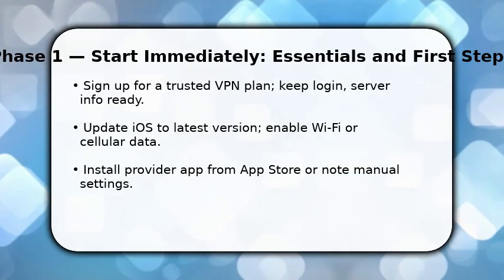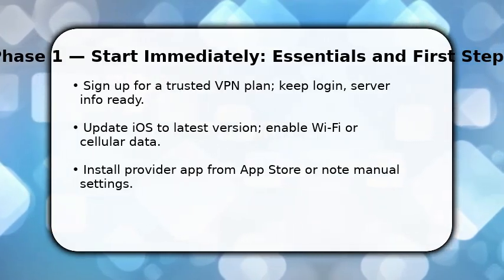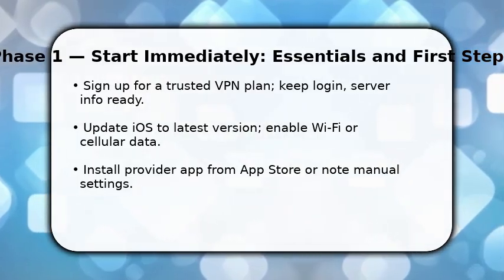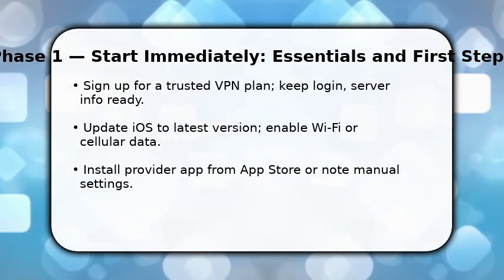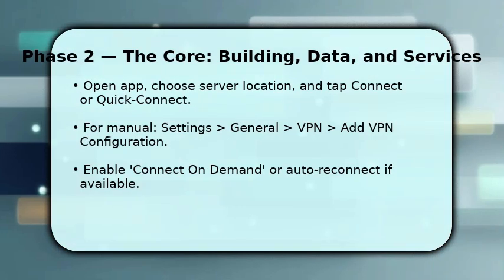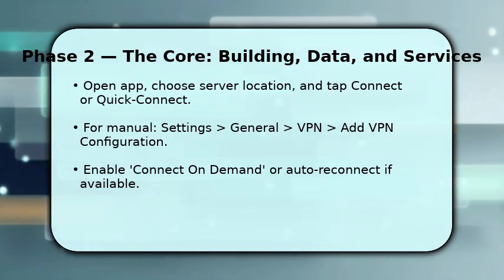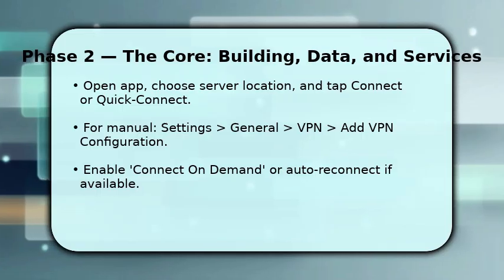Make sure location and network permissions are granted so connections and server selection work smoothly when you proceed to connect. Open the VPN app and pick a server that fits your need: speed, country, or privacy. Tap Connect. Watch the status change to connected and the VPN icon appear in the status bar.